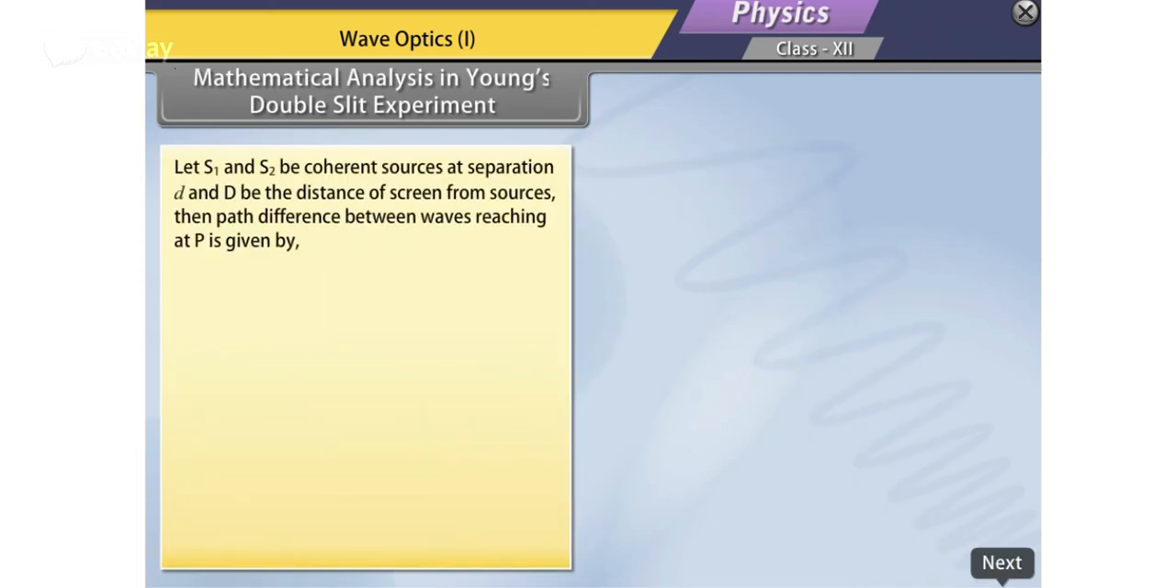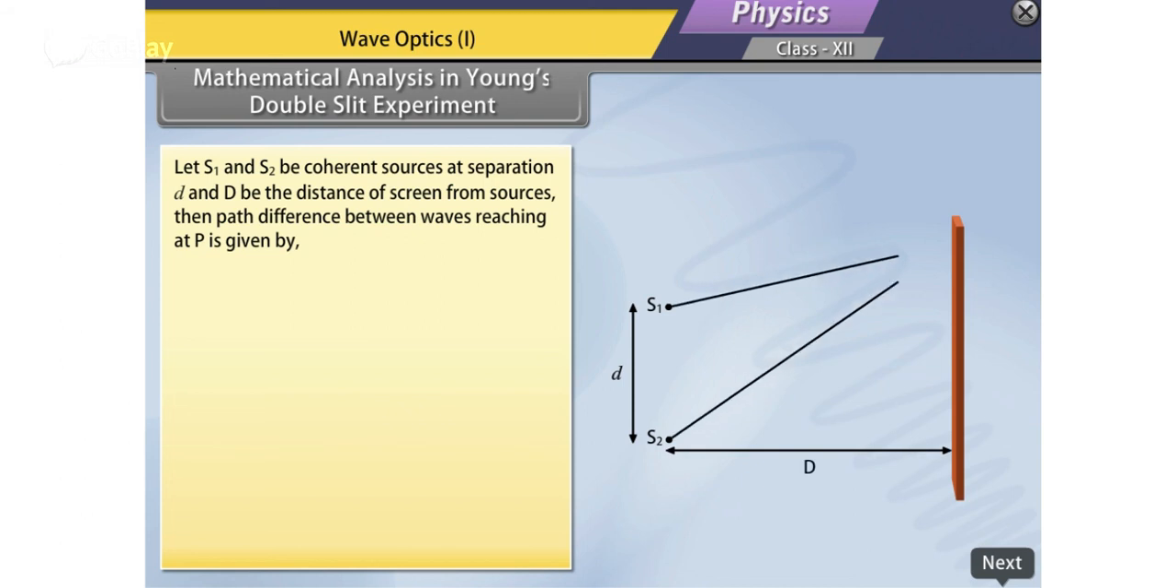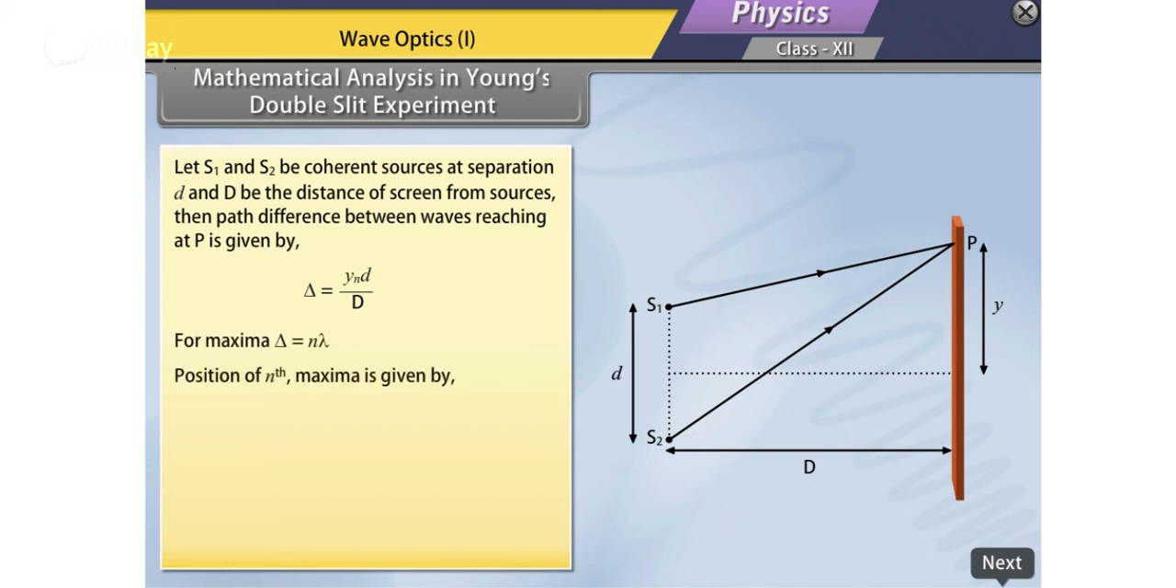Mathematical analysis in Young's double slit experiment. Let S1 and S2 be coherent sources at separation d and capital D be the distance of screen from sources, then path difference between waves reaching at P is given by the product of yn and d divided by capital D. For maxima, delta is equal to n lambda, and the position of nth maxima is given by n capital D lambda upon small d. The position of nth minima is given by (n minus 1 upon 2) into capital D lambda upon small d.